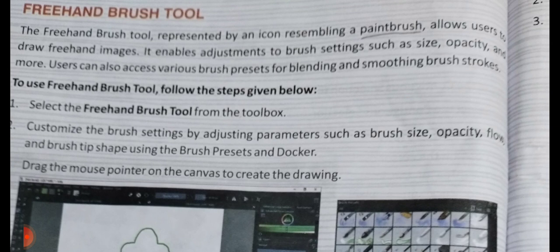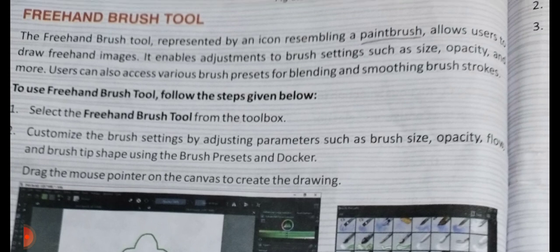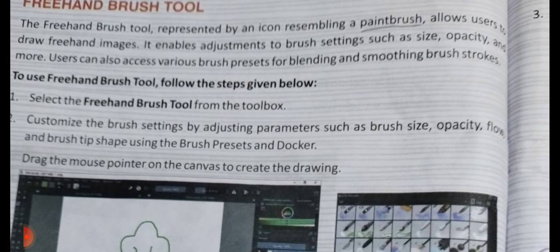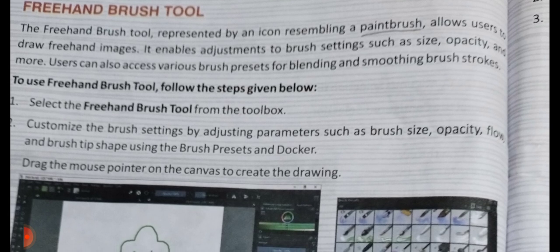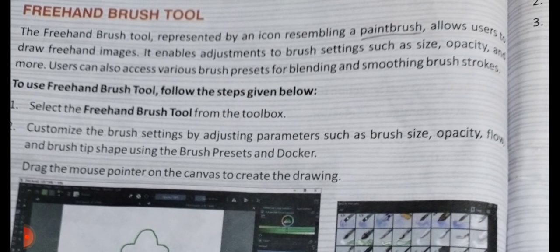Select the freehand brush tool from the toolbox. Customize the brush settings by adjusting parameters such as brush size, opacity, flow, and brush tip shape using the brush preset and docker. Drag the mouse pointer on the canvas to create the drawing.